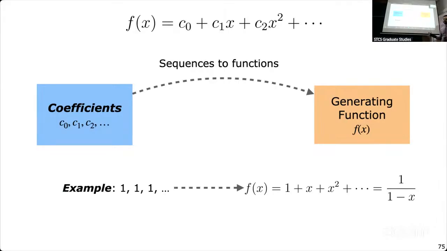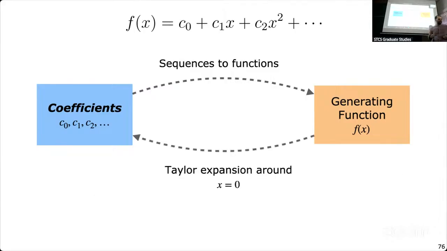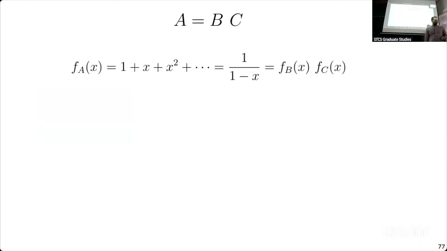This x here is a placeholder symbol. We don't worry about convergence. This is purely formal, so we just simplify it as we wish without any convergence issues. We can also go back from this generating function to the coefficients by simply taking a Taylor expansion around 0, right? So it's a lossless representation, so we can go back and forth as we wish.